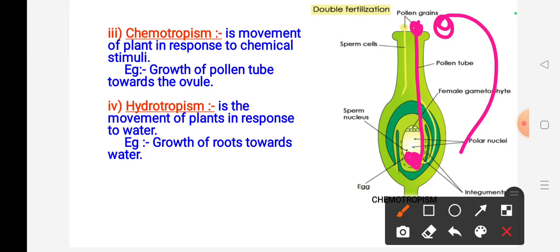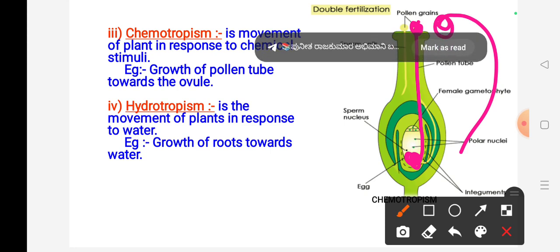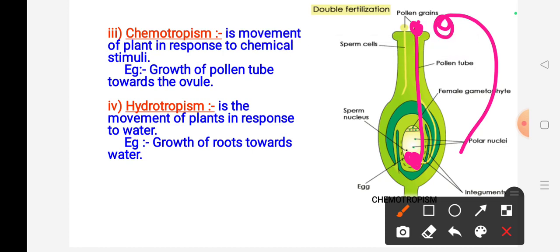Then hydrotropism is the movement of a plant in response to water. For example, banyan tree roots travel kilometers to gather water. They act as hydrotropism because they are going to search for water.